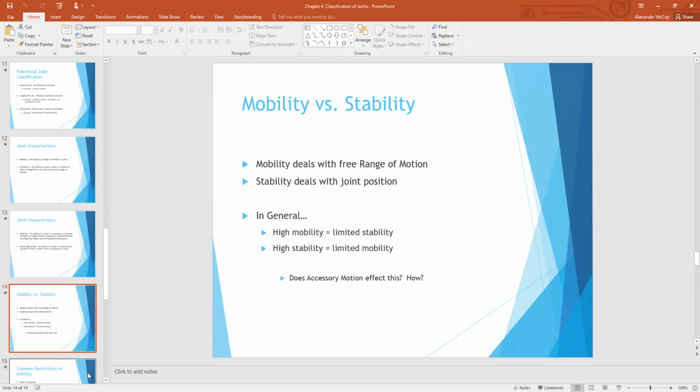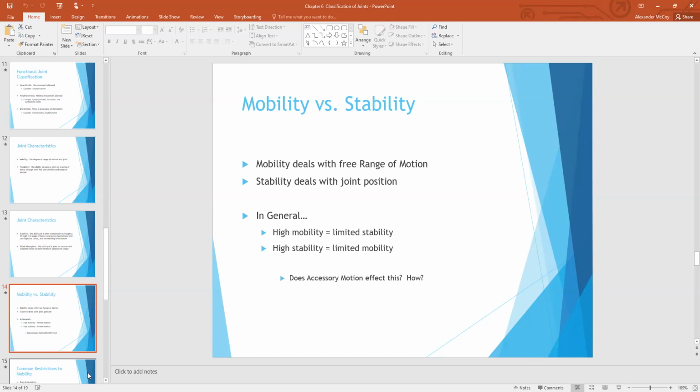So mobility, yin and yang. Mobility deals with the free range of motion versus stability deals with the joint position. But it has to have that yin and yang conversation. It's like a teeter-totter. If you have high mobility, you're going to have limited stability. If you have high stability, you might have limited mobility.